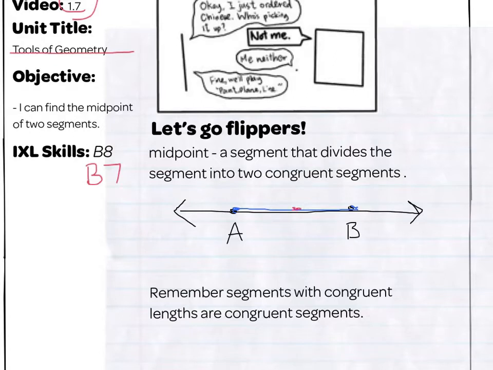Create a point here, and we'll call it point M. Now this means that AM is going to be congruent to MB. So segment AM is now congruent to segment MB because M is the midpoint.